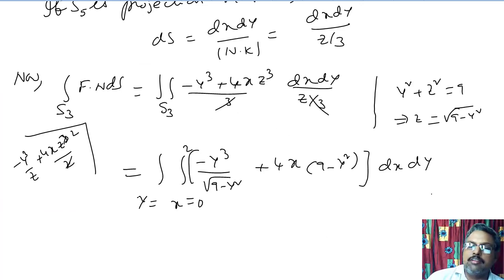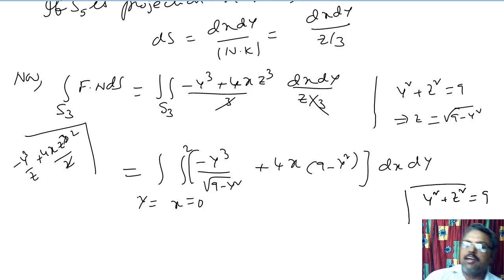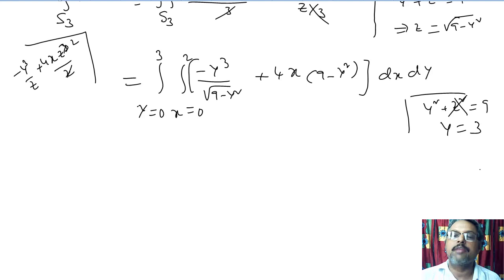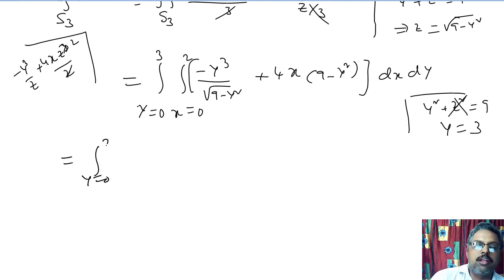Now, y limits. So, in this equation, I will write here y square plus z square equals 9. In the xy plane, the z coordinate is 0. So, y equals 3. So, in the first octant, the initial value is 0, so y is 0 to 3. Now, integrate with respect to x. Y is 0 to 3.